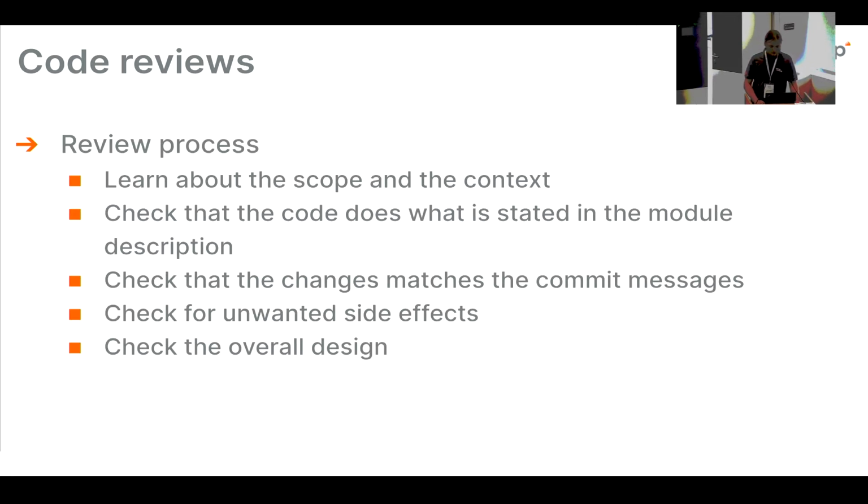Then the review process itself. When starting with a review, I would say first thing to do is to learn about the scope and the context. Understand the perimeter of the changes, because a thing might be done in a specific context that you don't necessarily know about. The description of the module is usually the first thing to check. Also, it helps just to see the scope.